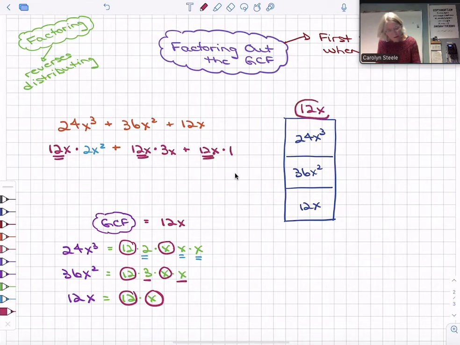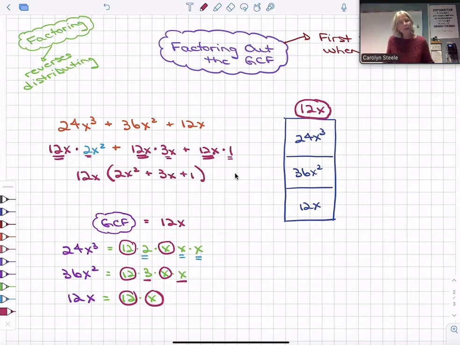Okay, here's our common GCF. It's one side of our area model. We can now factor that out. We're working the distributive property backwards. We're factoring it out. And what's left inside are all these other little pieces: 2x squared plus 3x plus 1. But see that on the area model? That means this would be 2x squared, 3x, and 1.